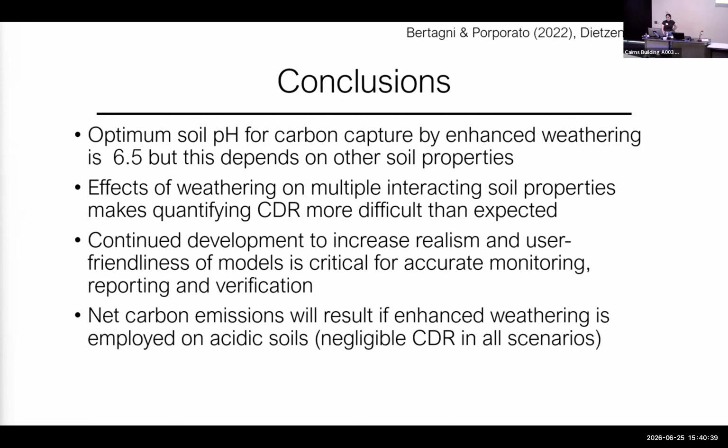And because I always feel like we need to point this out, net carbon emissions will result if we roll out enhanced weathering on acidic soils because we see negligible CDR in these conditions. So we have to be cautious about that.